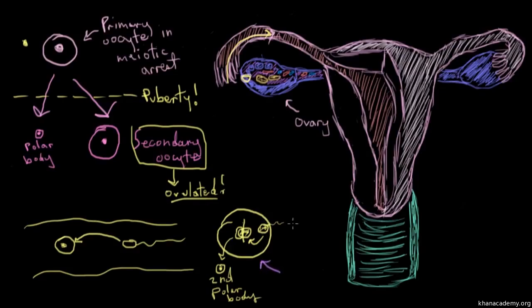And by the way, the egg has changed its name now from a secondary oocyte to an ovum. But it won't be an ovum for long. Once the sperm nucleus fuses with the egg nucleus, then it becomes a zygote.